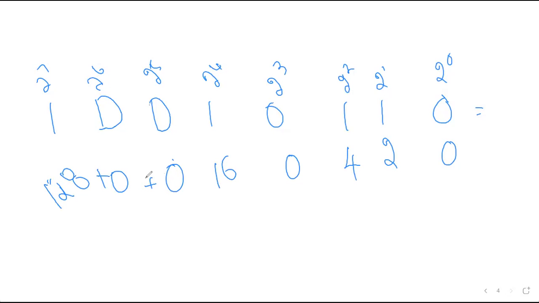So 128 plus 0 plus 0 plus 16 plus 0 plus 4 plus 2, 0. So what could be the output? The value which comes out is called the decimal. Okay. In the next session, you need to write a homework of binary to decimal. I'll give you the homework at the end of the session. So by doing this, I hope you understand the binary conversion.